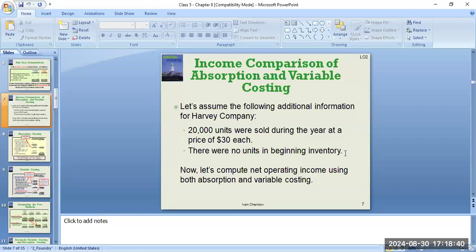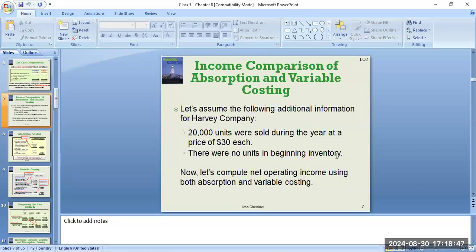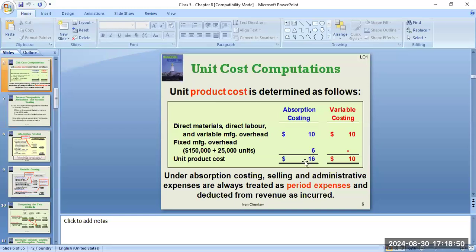Good, but we have a problem. Why? Because those 5,000 units under absorption costing are going to have one value, and under variable costing are going to have a different value. Obviously, since the difference is only $6 between one and another, 6 times 5,000 gives you $30,000. We're going to have a $30,000 difference between the absorption costing inventory and the variable costing inventory.